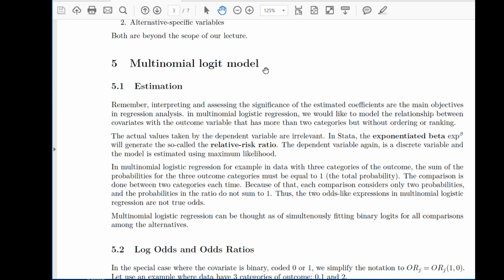In multinomial logit model, for the estimation, you must remember that what we do in regression analysis is to be able to interpret, to be able to assess the significance of the estimated coefficients or betas. So that is one of our objectives, to perform estimation to get the beta values, the hat beta. And the regression parameter or the beta values indicate the relationship between covariates and the outcome variable. Okay, and when it comes to multinomial logistic regression, it will associate the covariate with the outcome variable, but in this case, the outcome variable has more than two categories.